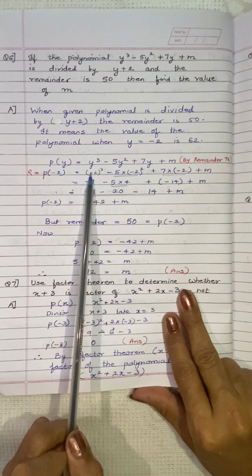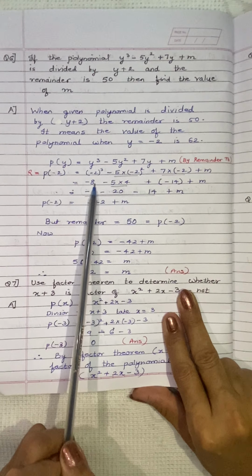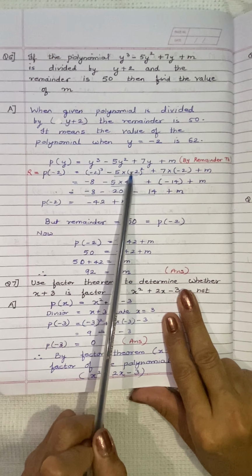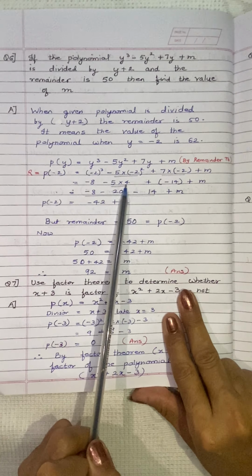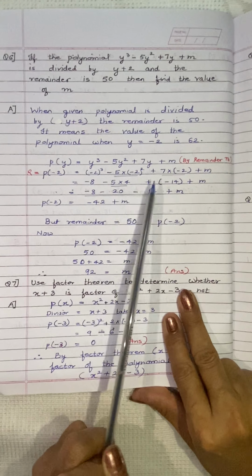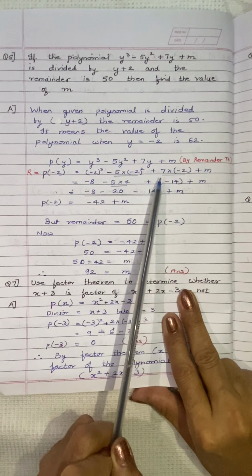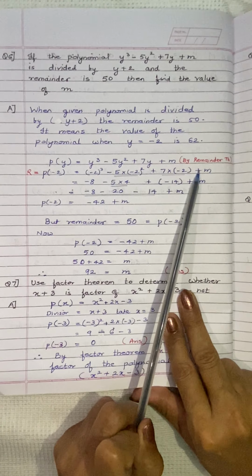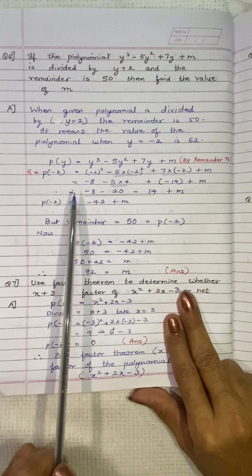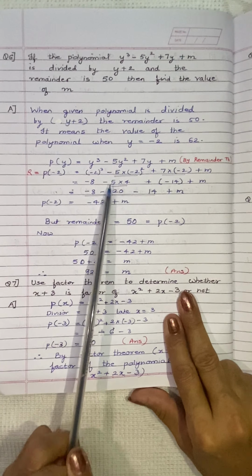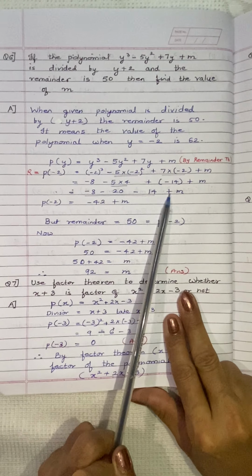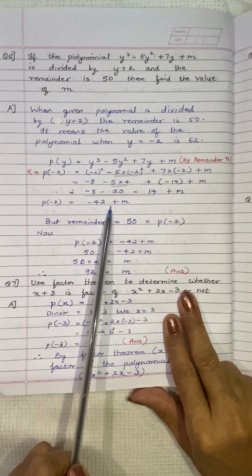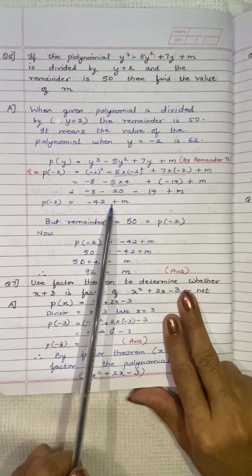So minus 2 cube gives us negative 8, 2 into 2 into 2. And then minus 2 square, as it is an even power, is positive 4, minus 5 into 4. And then 7 into minus 2, positive into negative is negative, negative 14, and plus m. Minus 8, minus 20, minus 14, plus m. So all three are negative, add them with negative sign, 42 plus m. So p(-2) is equal to negative 42 plus m.